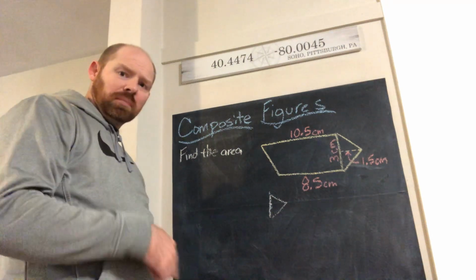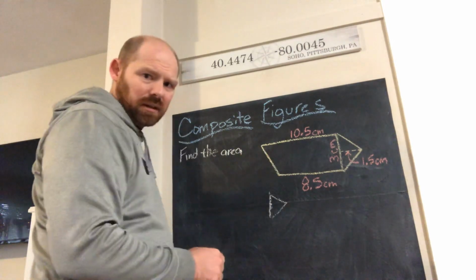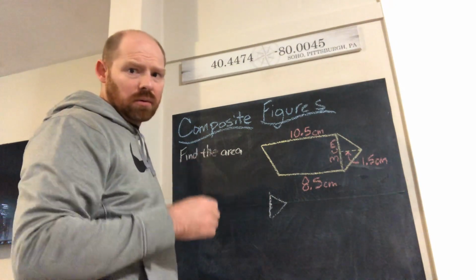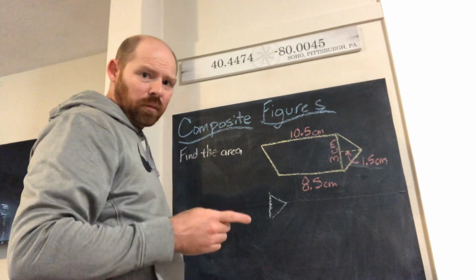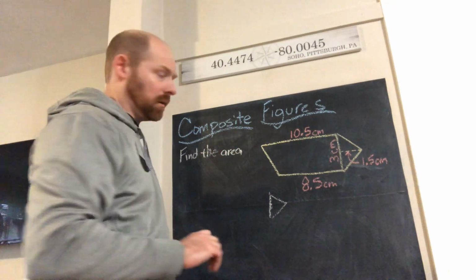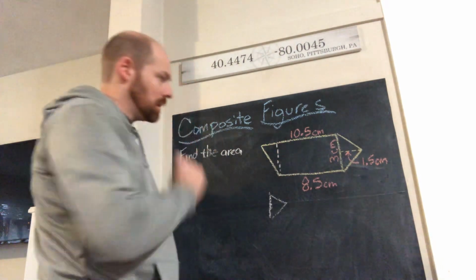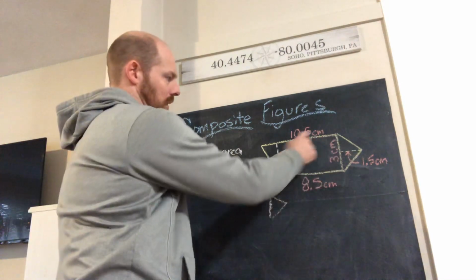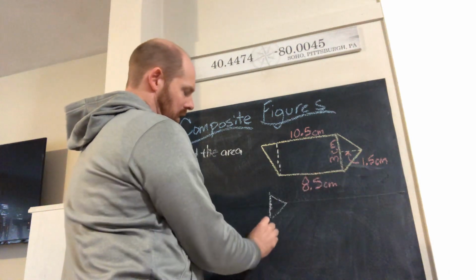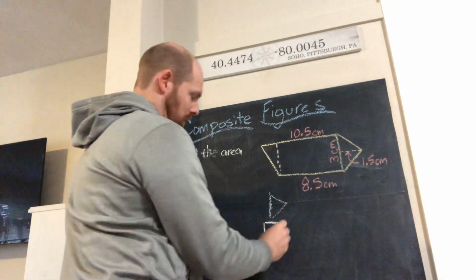I have to split this other shape up into pieces though. I see a rectangle, but this is tilted. This is actually a trapezoid, and there is a formula for that if you want to look it up or remember it. But right now we know for sure how to find the area of a rectangle and how to find the area of a triangle. So if I split this up, I get a rectangle, assuming that this is vertical. I have an 8.5 by 3 rectangle.